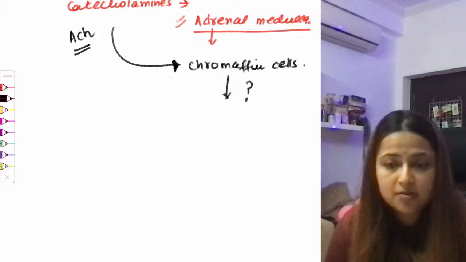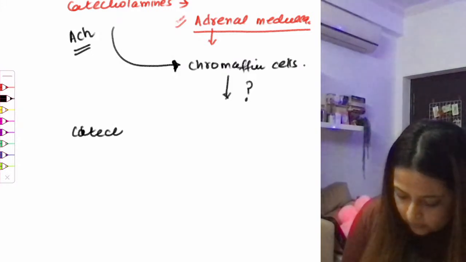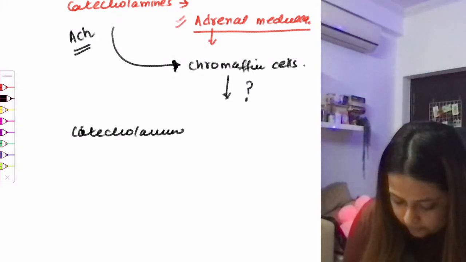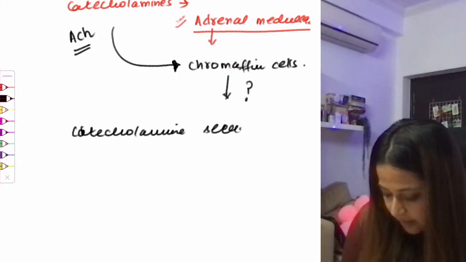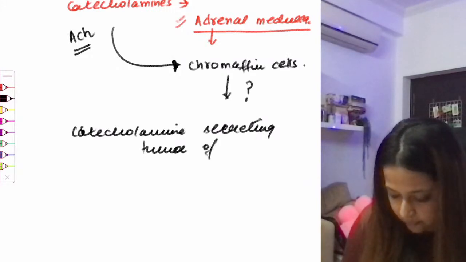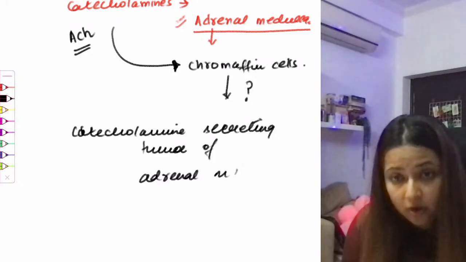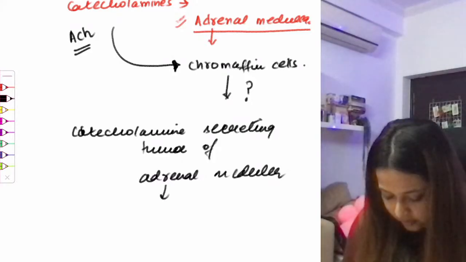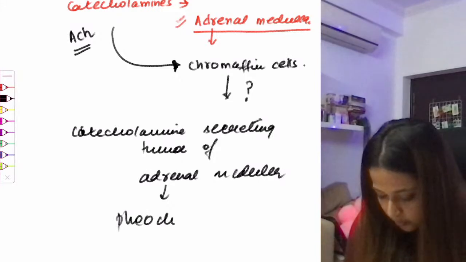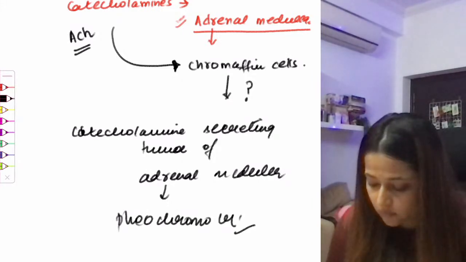What is the catecholamine secreting tumor of adrenal medulla? What is the answer? The answer to this question is pheochromocytoma. Excellent. Pheochromocytoma. Alright.